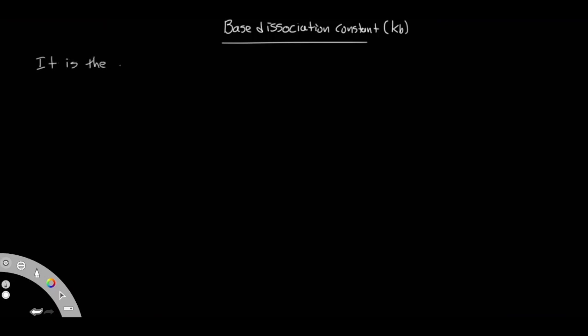Base dissociation constant, also known as Kb. Now what is this? It is the equilibrium constant, like what we've been dealing with, KEQs. So it is the equilibrium constant, but for the ionization of a base, not for an acid like we've been looking at with Ka.